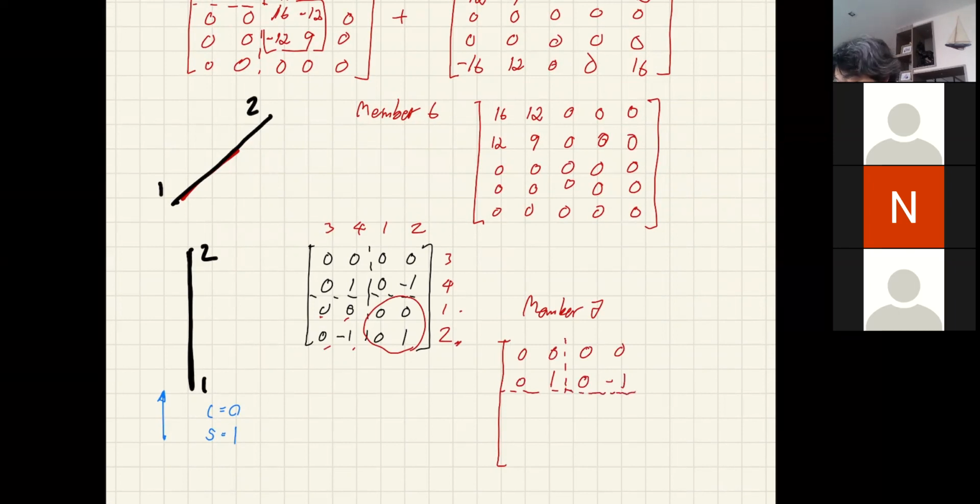Okay, and then it's up to you what you want to do. You can do row 3, 1, 2, 3, 4. It's all 0. And then row 4, 1, 2, 3, 4. 0, minus 1, 0, 1. So let's finish this first, just fill in the zeros.